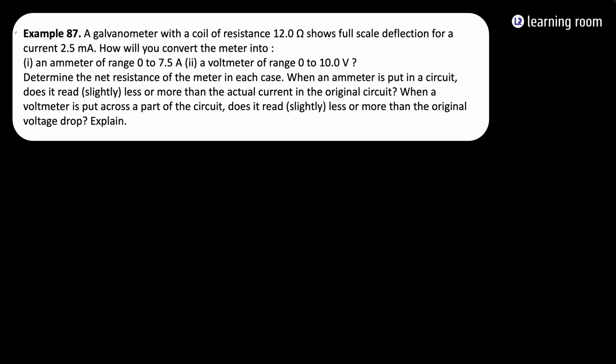So let's try this. This is the first problem that is based on converting a galvanometer to an ammeter and voltmeter. Read the question carefully. It's very, very important. A galvanometer with a coil resistance of 12 ohm. So the first data they have given is the value of Rg, which is 12 ohm, shows full scale deflection for 2.5 milliampere. So what is the value of Ig? 2.5 into 10 power minus 3 ampere.